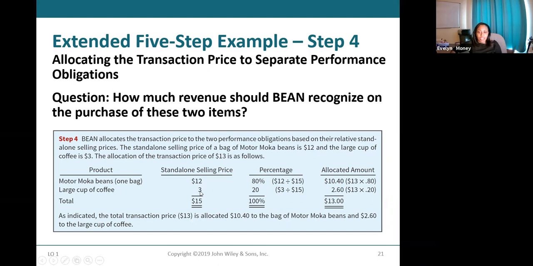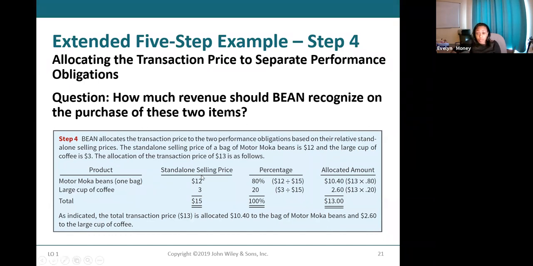The problem is that the customer is not going to give me $15. They are actually going to give me $13. They're going to give me 12 for the beans and 1 for the coffee. So we're still using that same allocation method that we saw when we were looking at the proportional method in some of our previous chapters. Same method over and over again, only the base this time is the standalone selling price.